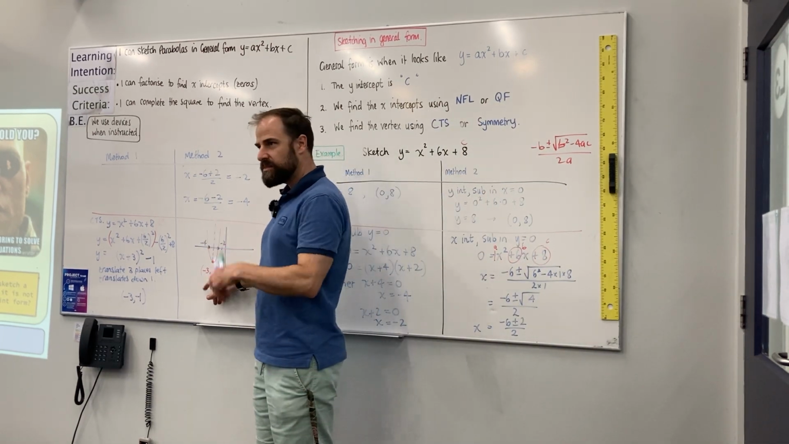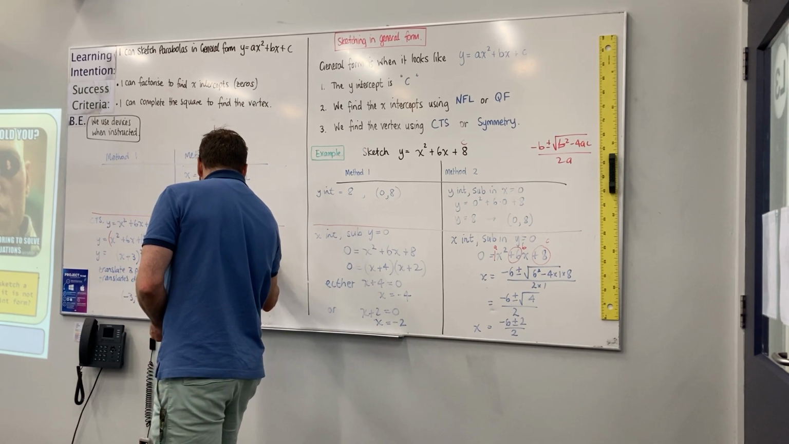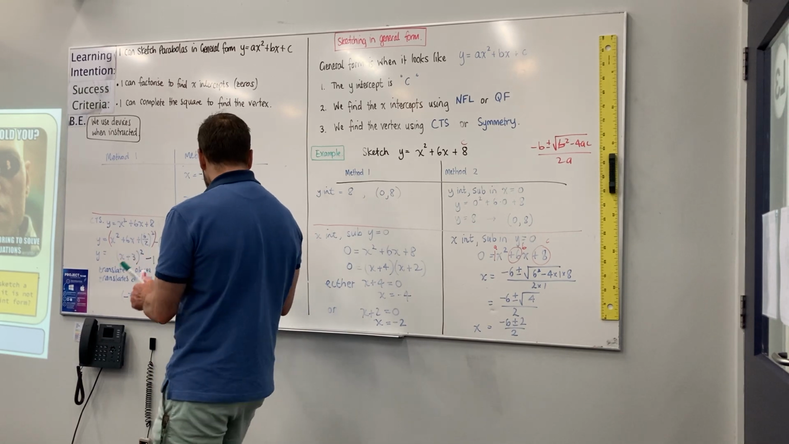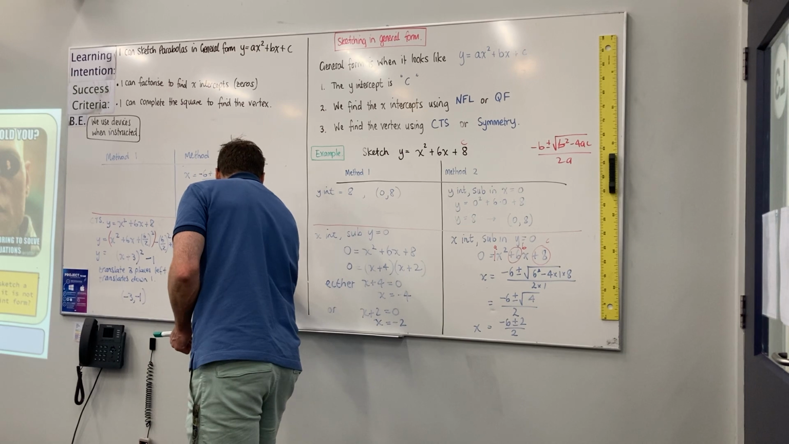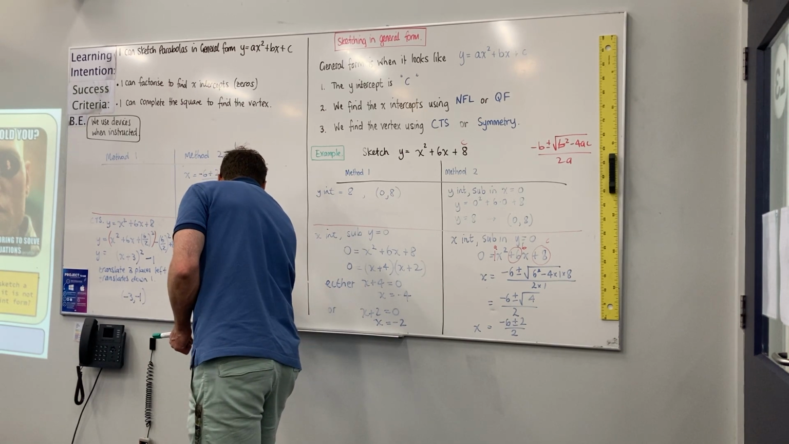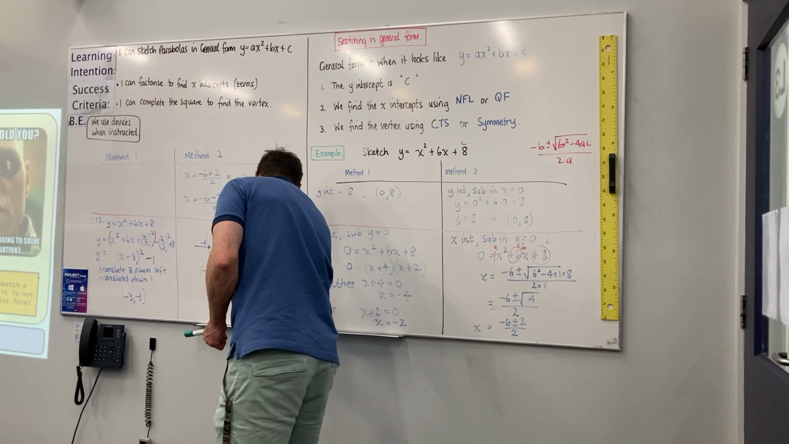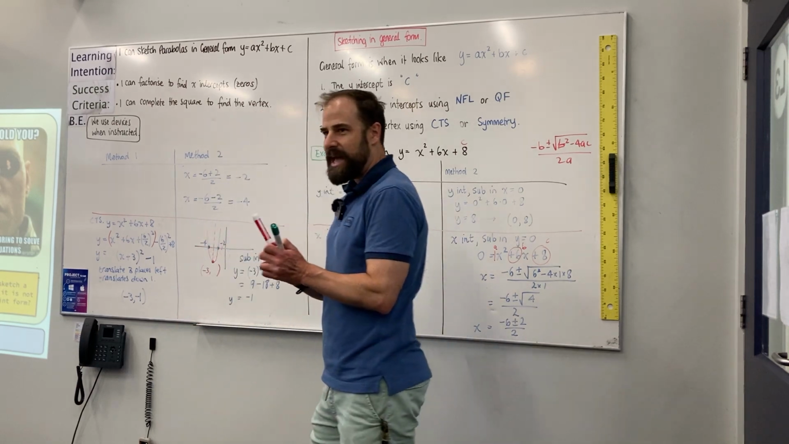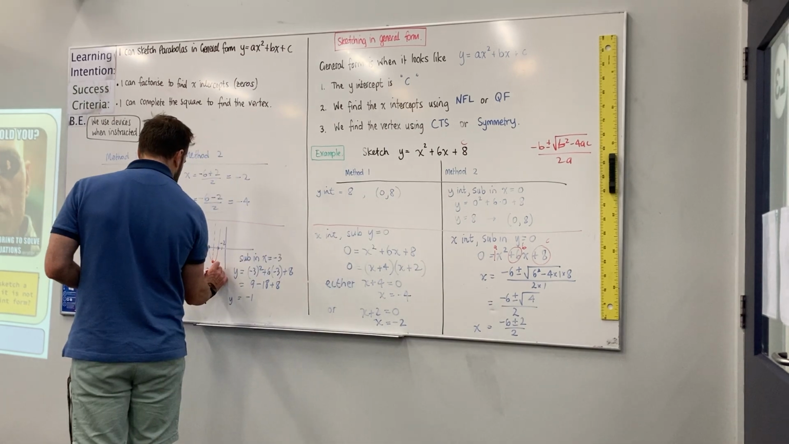Yep. Cool. So we're going to now sub in x equals -3. I get y equals -3 squared plus 6 times -3 plus 8, which is 9 minus 18 plus 8, which is equal to -1. And we've found the y value for the turning point as well.